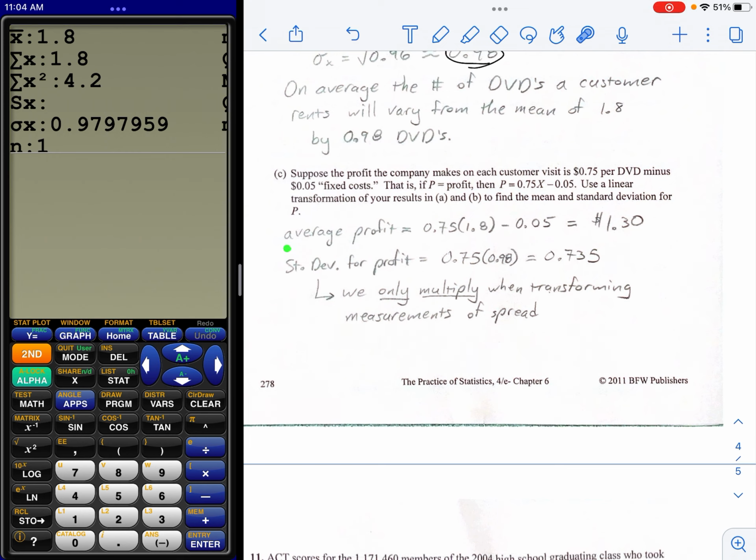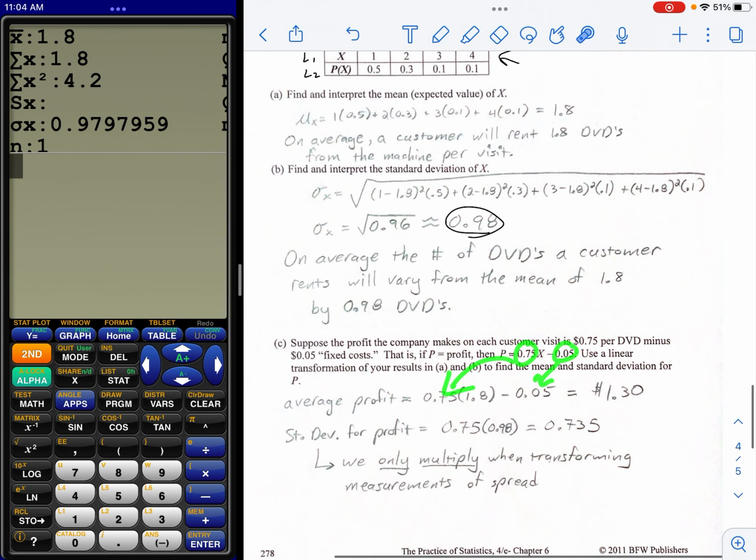If we are transforming averages, they are affected by the entire equation. So we have the 0.75 and the 0.05. We use both of them, and we just throw in the average, 1.8 right there. To figure out, on average, they would profit $1.30 for every DVD. Sorry, on average per customer, they would profit $1.30.